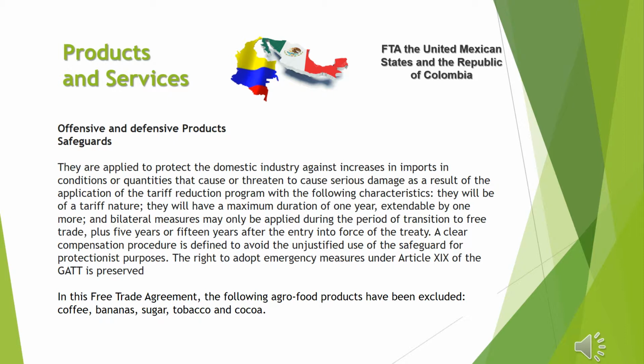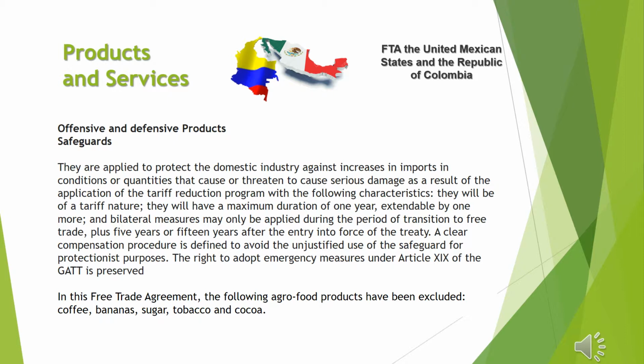About the unjustified use of the safeguard for protection purposes, the right to adopt emergency measures under Article 19 of the GATT is preserved. This safeguard is mostly for specific products.